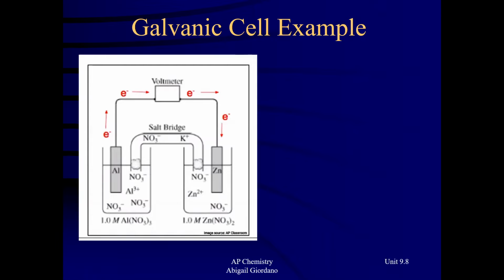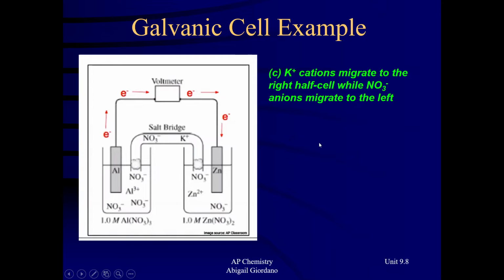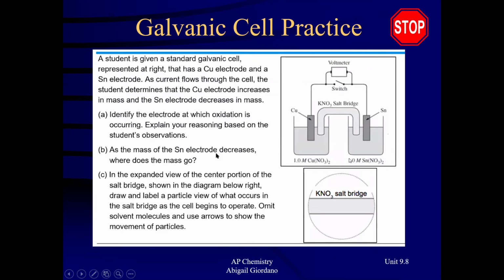Okay, part C says describe the motion of ions in the salt bridge during the cell operation. Okay, again, in this particular picture, electrons are flowing left to right. We're getting a big buildup of negative charge on the right side. So those positive potassium cations must be migrating to the right half cell, while those negatively charged nitrate anions are migrating to the left. Okay? So I want you guys to try one on your own.